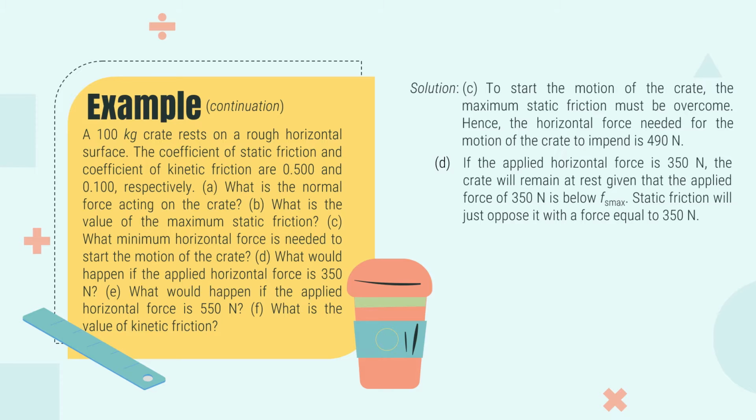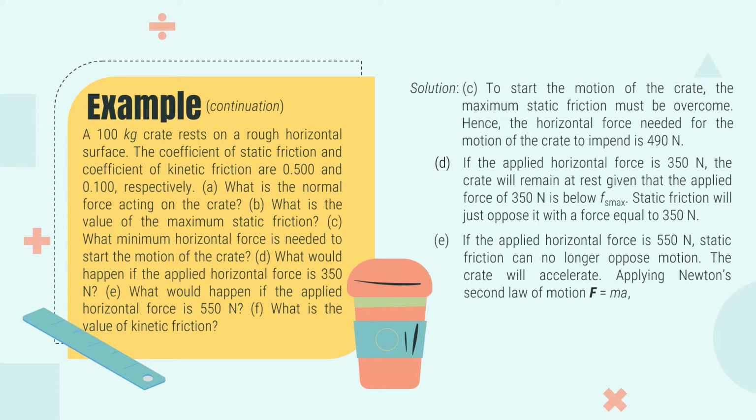If the applied horizontal force is 350 Newton, the crate will remain at rest, given that the applied force of 350 Newton is below F sub s max. Static friction will just oppose it with a force equal to 350 Newton. If the applied horizontal force is 550 Newton, static friction can no longer oppose motion. The crate will accelerate. Applying Newton's second law of motion, which is F is equal to mass times acceleration, acceleration is equal to F sub net over m, which is equal to 550 Newton minus 490 Newton all over 100 kilogram, which is equal to 6/10 meter per second squared.